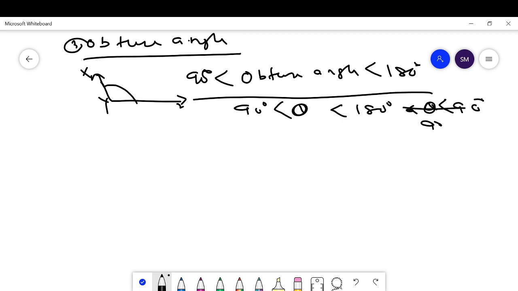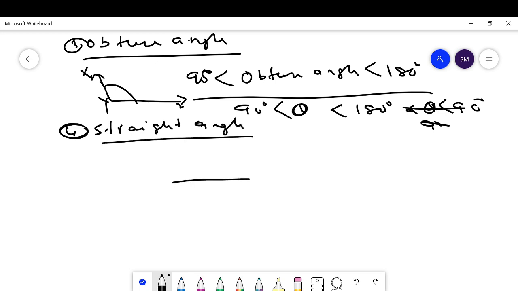Then next, straight angle. What do you mean by straight angle? A straight angle is an angle whose measure is 180 degrees. Suppose this is a straight line, and this angle is called a straight angle. Suppose STR is a line, and this angle is called a straight angle whose measure is 180 degrees.